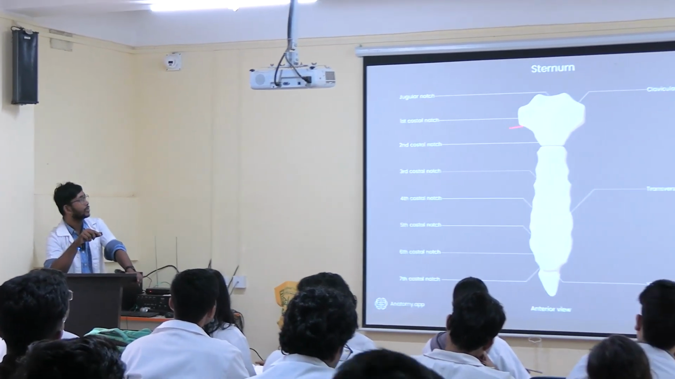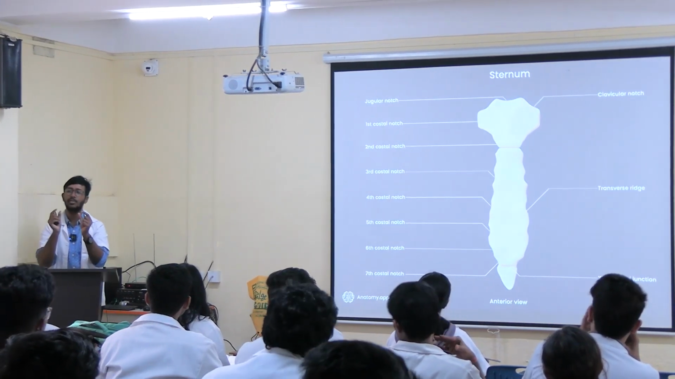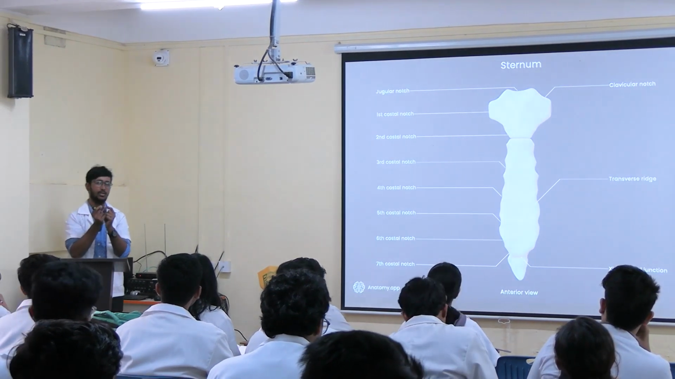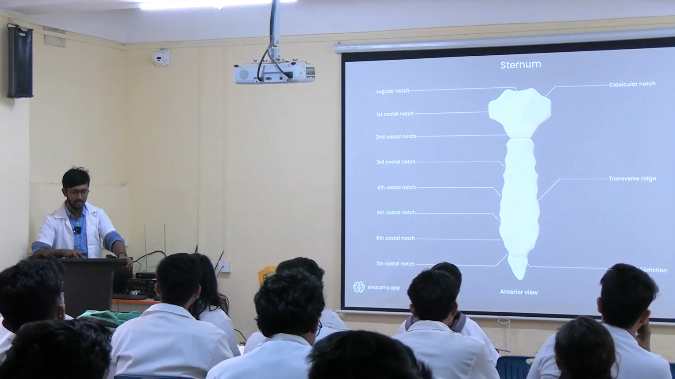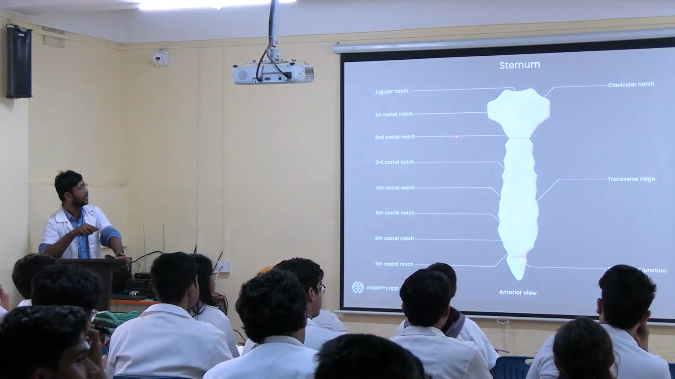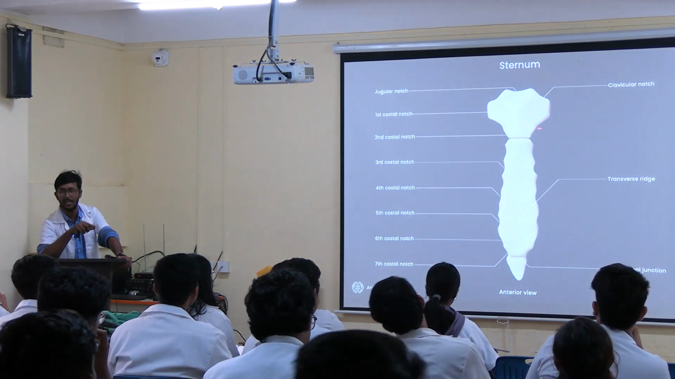Costal notch means the first rib comes and joins with the costal cartilage, and this costal cartilage joins with the costal notch. Notch means a depression. Then there is the second costal notch. The second costal notch is actually a demifacet.